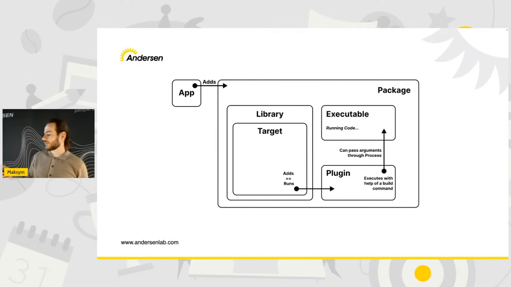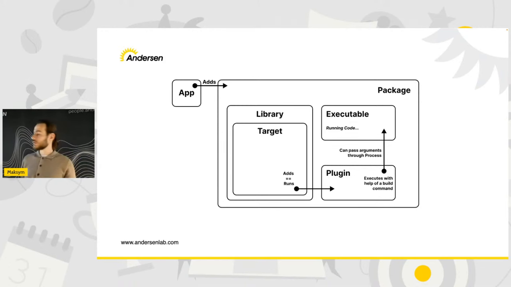So there is an application. An application adds a package. A package inside can have a library. Well, it will have a library, which is going to have a target, which is going to have some executable stuff inside, which is to be placed inside of this library. A target can add a plugin. As you can see in here, adds is actually equal to runs. So if you add a plugin to a target, that means that this plugin is going to be executed when this target is being compiled.